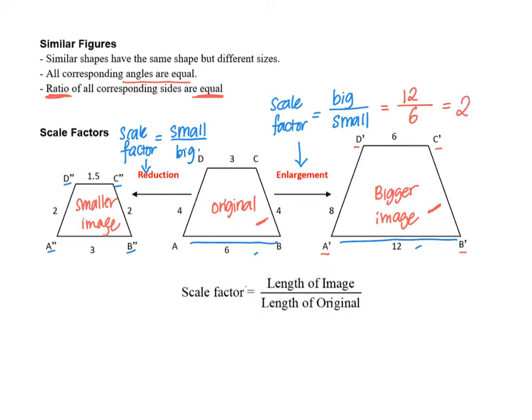Now let's take a look at the smaller, the reduction image. So if I have AB to be 6, and now A double prime B double prime becomes 3, how do we find the scale factor? Now that means the scale factor will become taking the length of the image, which is the small one, 3, over the bigger one, 6, which is 1 over 2. So this is how we calculate scale factors.